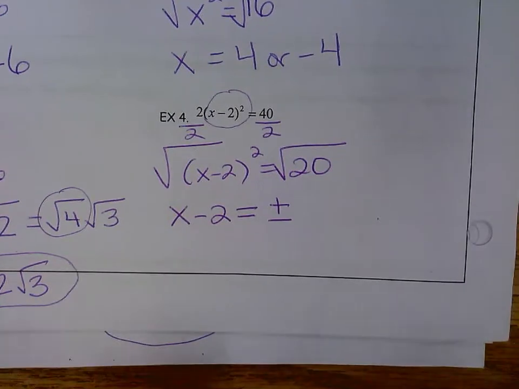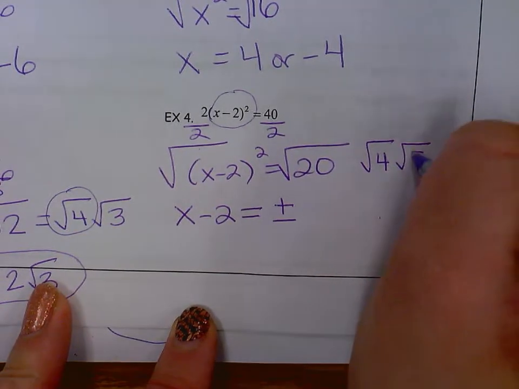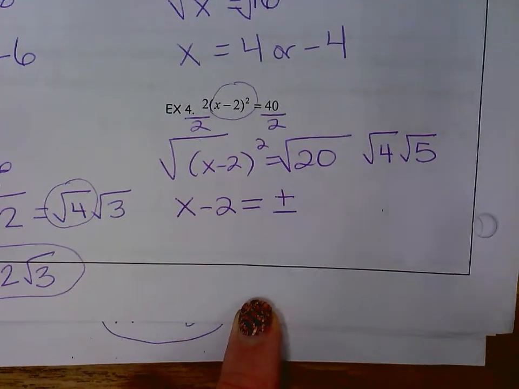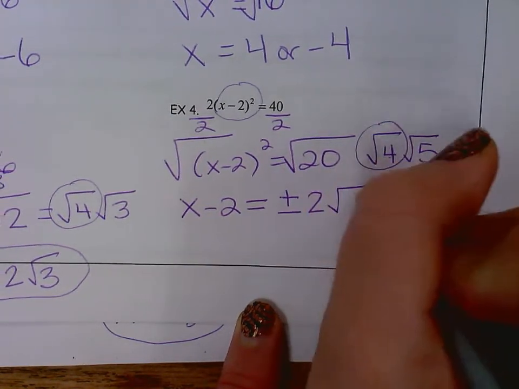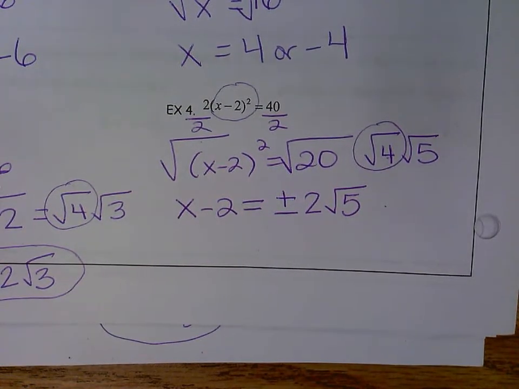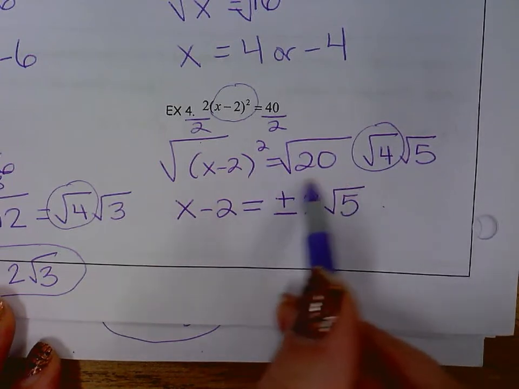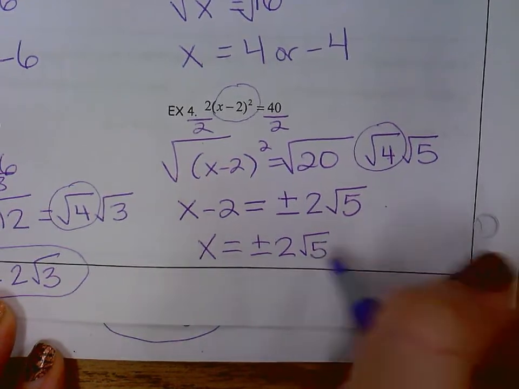What should I break up the 20 into? What are the perfect squares that go into 20? William? So this is really the square root of 4 times the square root of 5. What is the square root of 4 equal to? 2. So this is really 2 square roots of 5. And I don't have x by itself yet. So what would I do to get x by itself? Just add 2. When you add 2, you don't want to add it inside this radical. So x equals plus or minus 2 square roots of 5 plus 2.